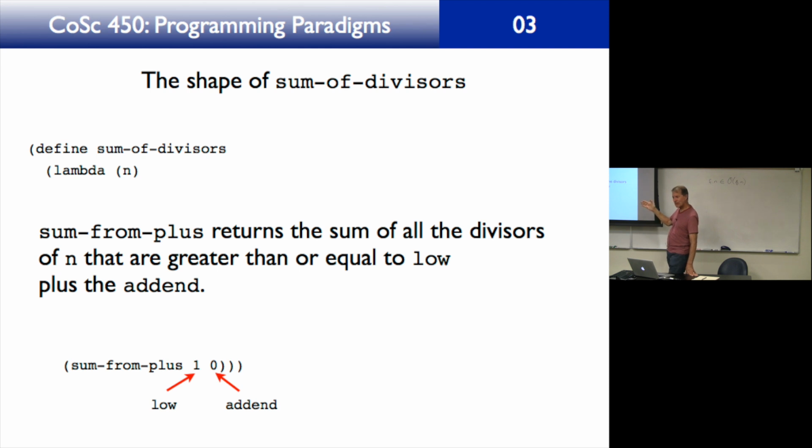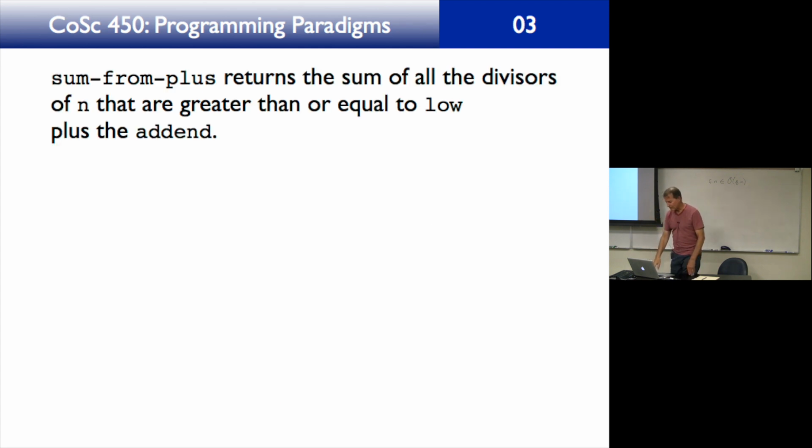So do you see then that if we call it with those values for low and add-end, if it does what it says it's supposed to do, it will return, in fact, the sum of all the divisors of the number. Is everybody clear on what that means? All right. So here again is the specification for sum from plus, and I think we ended right with this figure.